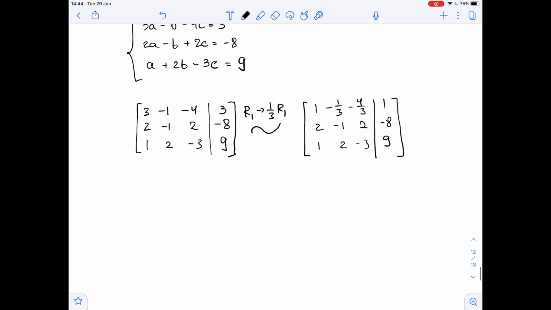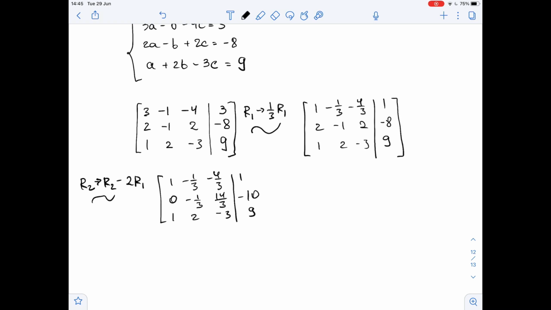Our next step is to subtract row 1 multiplied by 2 from row 2. So row 2 becomes row 2 minus 2 times row 1. And our matrix becomes, the first row is the same: 1, -1/3, -4/3, 1. So instead of row 2, we get 0, -1/3, 14/3, -10. And here we have 1, 2, -3, 9.